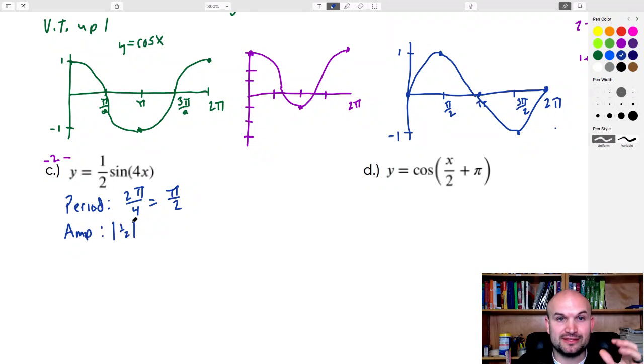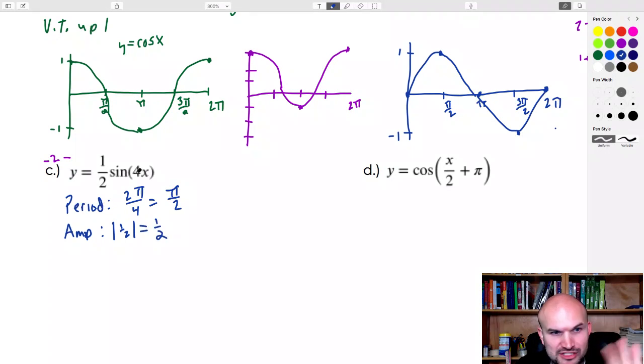And again, remember, you can think of the amplitude as the compression, right? It's the half distance from the max to the min of your graph. So now that's 1/2. So basically, without any transformations, my graph has now been compressed by a factor of 1/2. So that is going to equal 1/2.